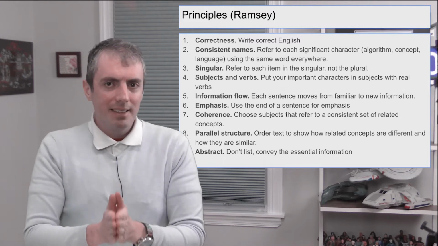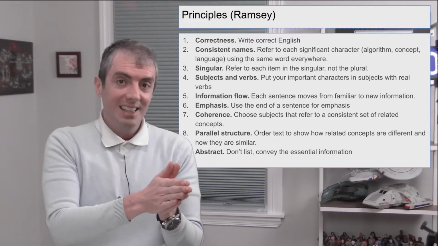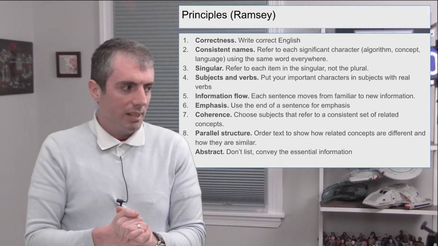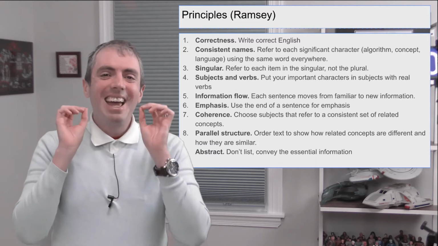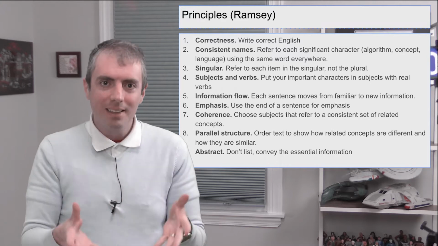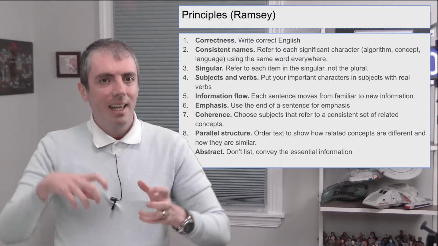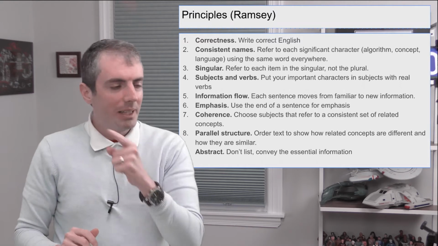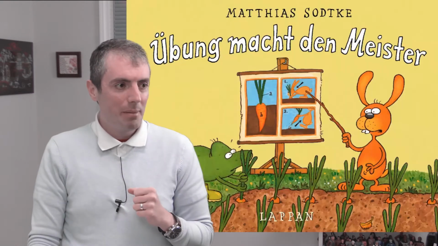Oftentimes students list, and this is a good way of pre-writing. You need to list all the stuff that's important. But then, after you've listed it, you need to make it coherent. So don't just write the list and stop. Write the list and then turn it into coherent prose. So let's dig into these a little bit deeper.